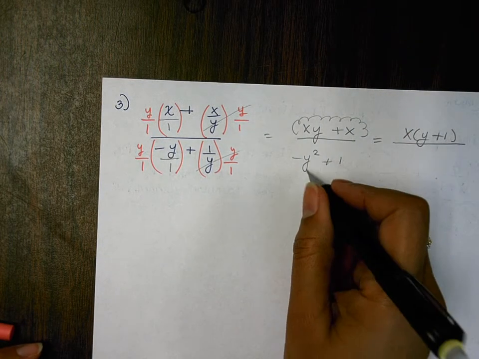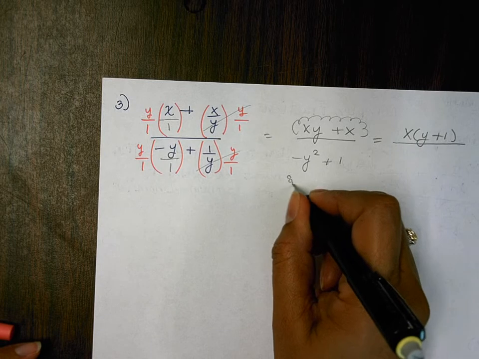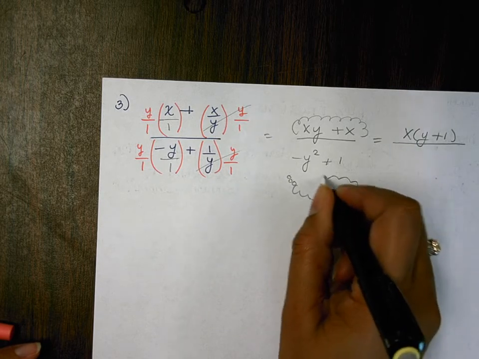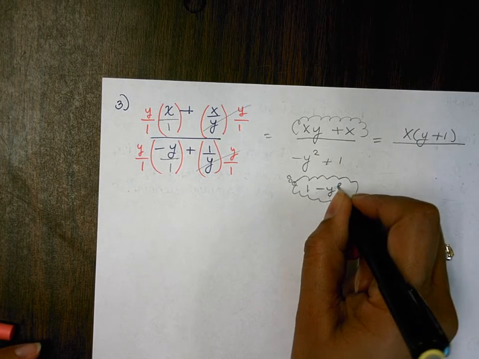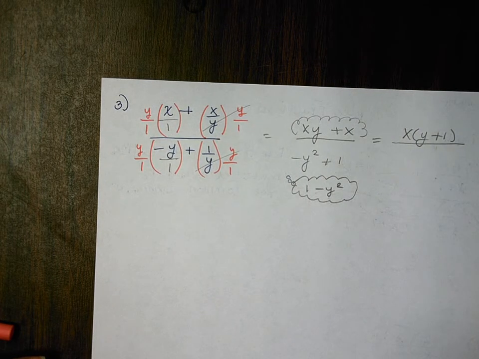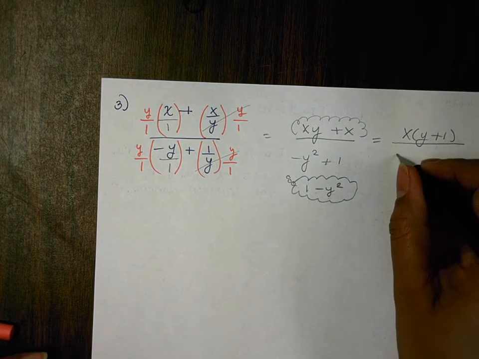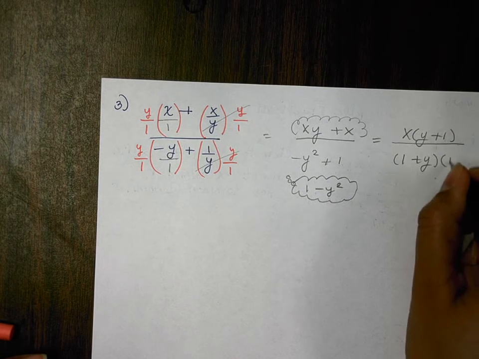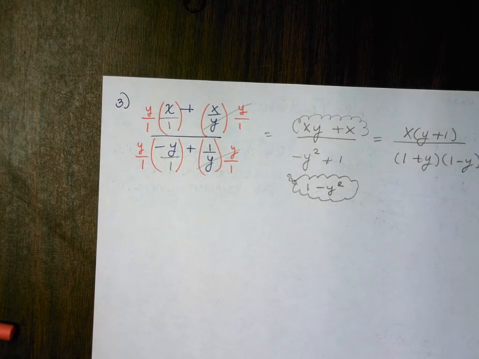and I can see this, I'm going to think about it as 1 minus y squared. And I'm going to rewrite it as 1 minus y squared so I can do difference of 2 squares. 1 plus y, 1 minus y, and we are going to reduce.